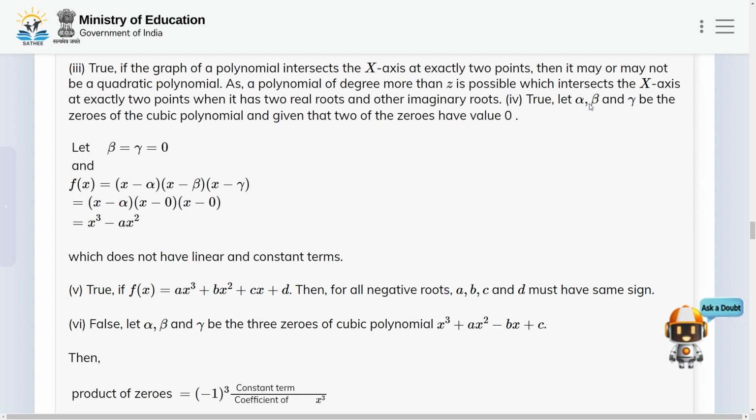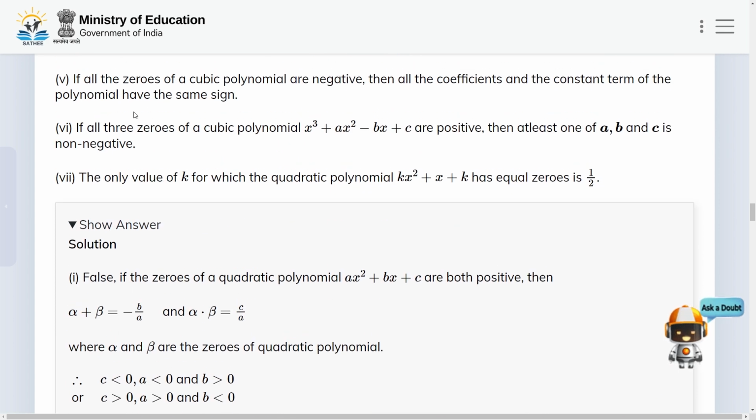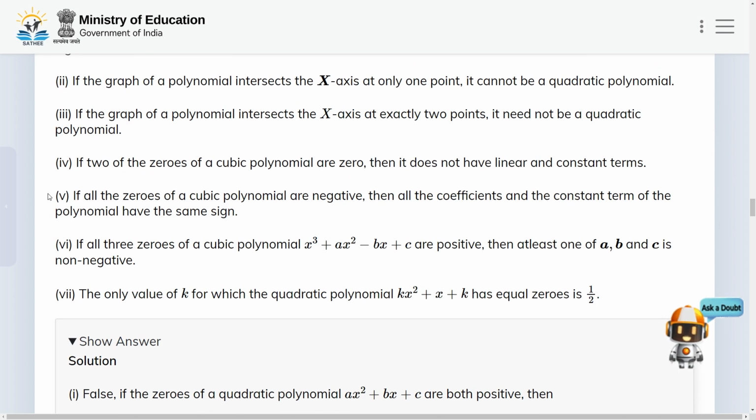Okay, and this is equal to x cubed minus ax square, which does not have linear and constant term. So the statement in the fourth one here, if two of the zeros of a cubic polynomial are 0, then it does not have linear and constant term. So this statement is a false statement.